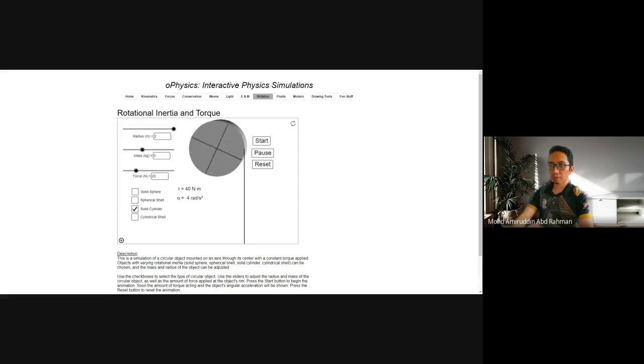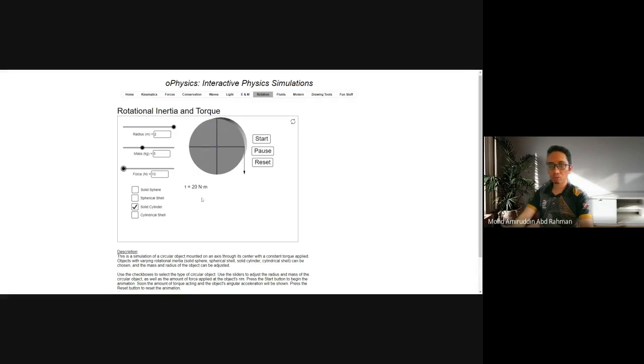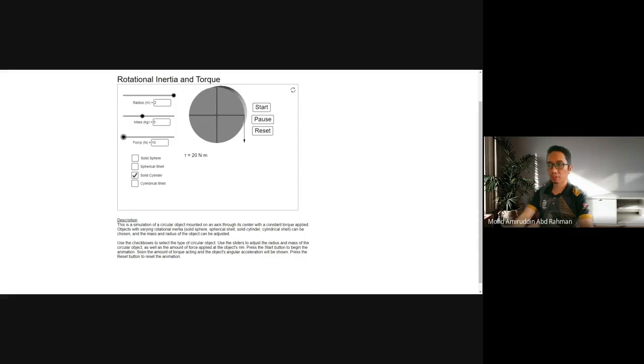Then if you change the radius, you need to halve the radius. Right now the radius is 2, so for number 5, you need to change the radius to 1, and then see what happens to the top. This is your top over here. Then you make the radius back to 2, and if the force now is 10, what happens to the top? You also need to mention that.